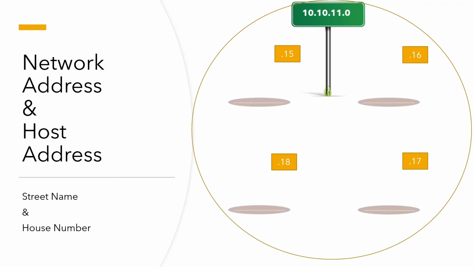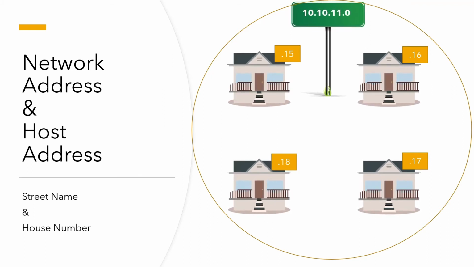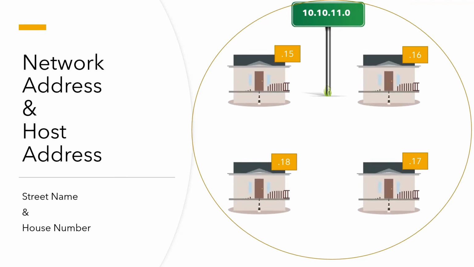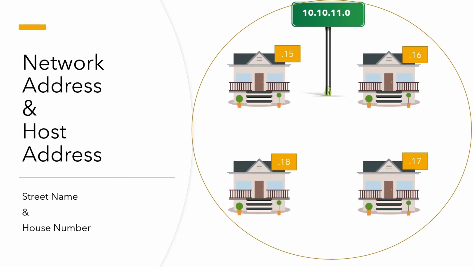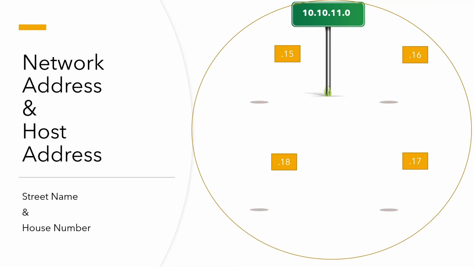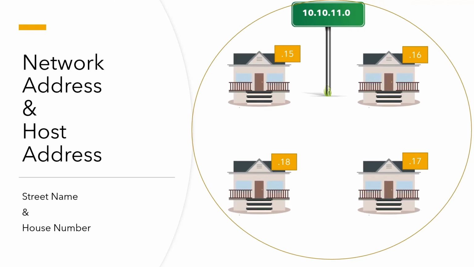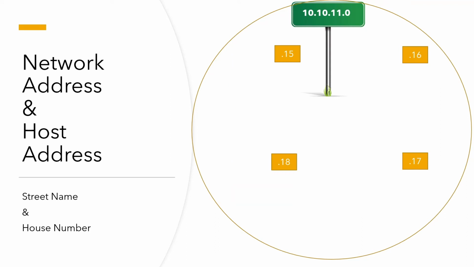So 10.10.11.0 would be your street address, and 10.10.11.15 would be your house address. Dot 16 would be another house address, 17 and 18. These are your host addresses on the network, and the network ID would be 10.10.11.0.